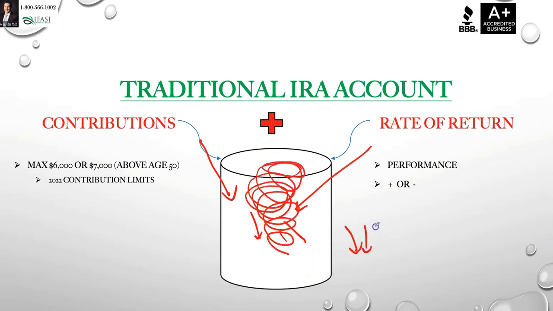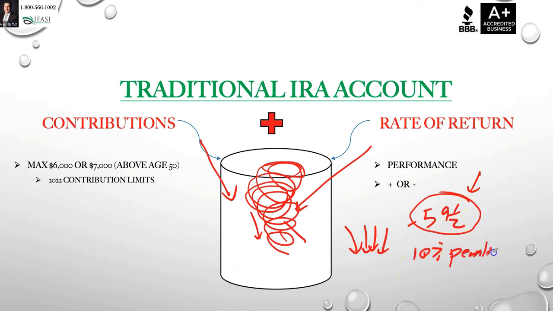Whenever they want to take distributions from this account, they have something known as the 59.5 rule, meaning they cannot pull monies before age 59.5. When they do, these monies are going to be fully taxable. If you try to pull monies from your IRA account before the age of 59.5, you're going to get dinged with an additional 10% penalty because you did not wait until age 59.5.